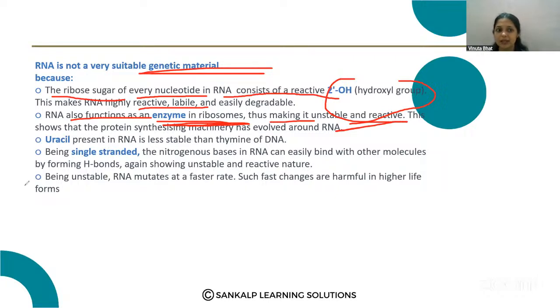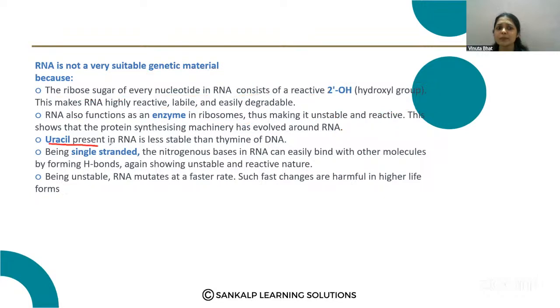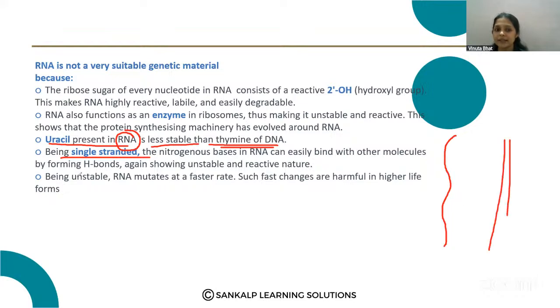The uracil present in RNA is less stable than the thymine of the DNA. So in RNA, uracil is present in place of thymine, which is less stable. Also, RNA is single stranded, but DNA is double stranded. The nitrogenous bases in RNA can easily bind with other molecules, forming hydrogen bonds, again showing the unstable and reactive nature. So RNA is unstable and more reactive.